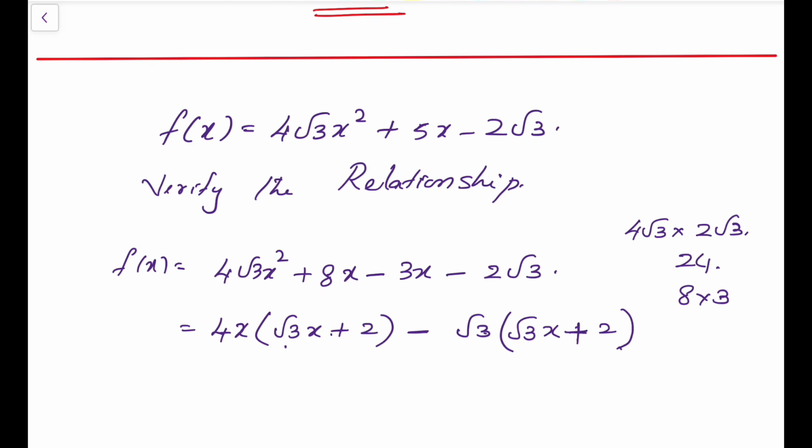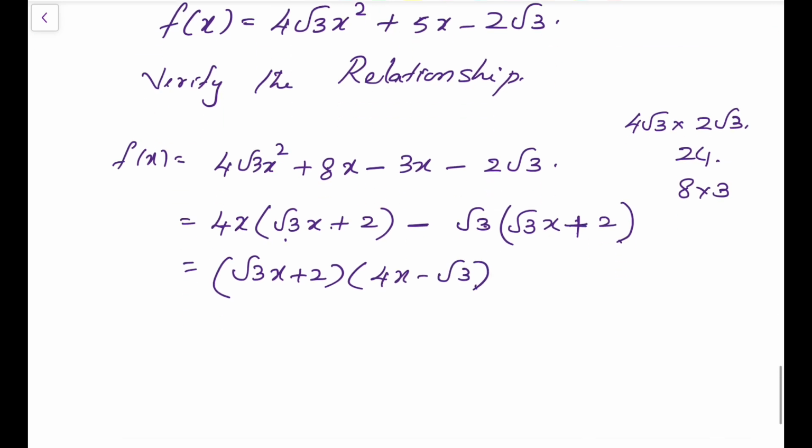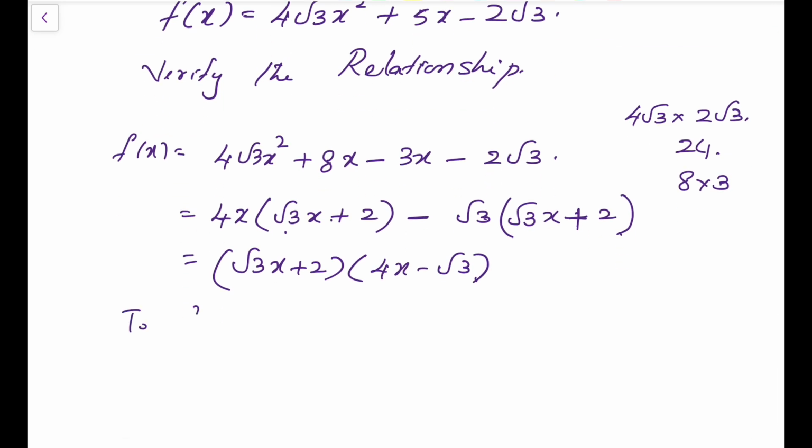So you are left with 2. So this will become plus, because minus root 3 you have taken out. This will become plus 2. Now if you see root 3x plus 2 is common in both. So that will be taken out. And then 4x minus root 3.